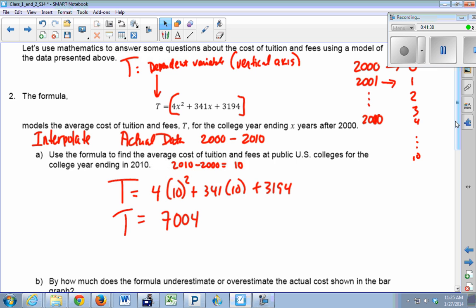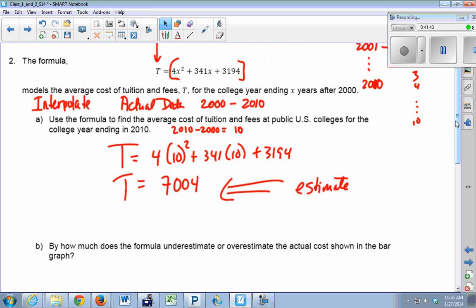that's what this model estimates. This is an estimate. Now you can compare it to what the actual data was by looking at your bar graph. And what was the actual data value for 2010? 7,020, right? Okay. So is 7,004 an overestimate or an underestimate of the actual value? It's slightly underestimated, right? So it's an underestimate by $16.